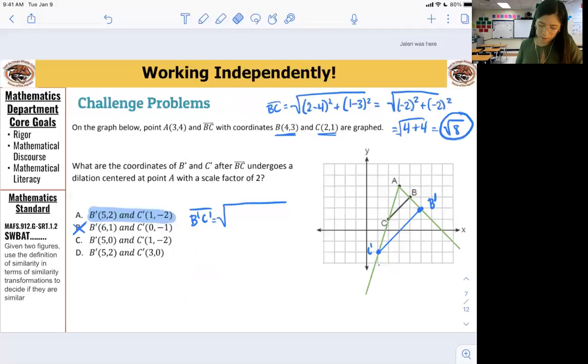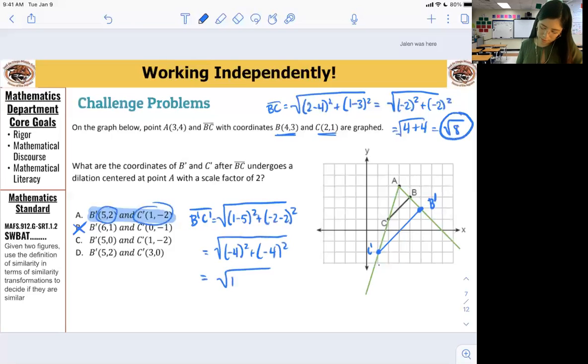Okay. Now for those of you who are at home, we're using these numbers, 5, 2 and -1, -2, or 1, -2. So that's going to be 1 minus 5 squared and -2 minus 2 squared. So that's -4 squared plus -4 squared. So that's 16 plus 16, or the square root of 32. Questions on either of those?